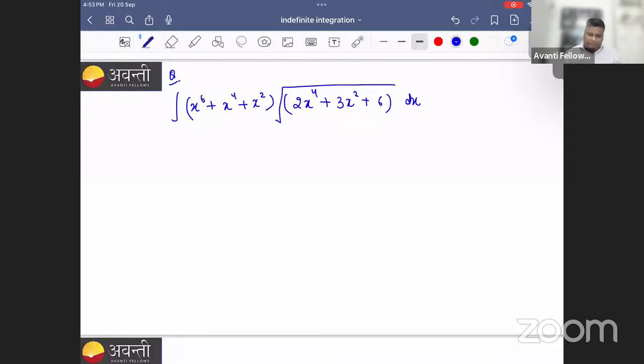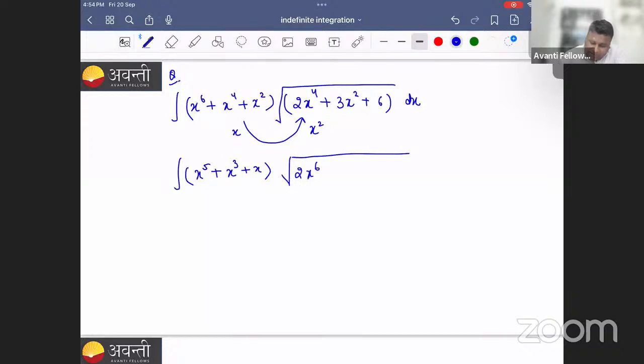See, there is no direct field. Getting my point? But yes, one thing we can do: if I extract x from this bracket, what will I be left with? x to the power 5 plus x cube plus x. And then transfer that x to the under root side. It will go as x square inside. So it will be under root of 2x to the power 6 plus 3x to the power 4 plus 6x square, dx. Tell me yes or no.